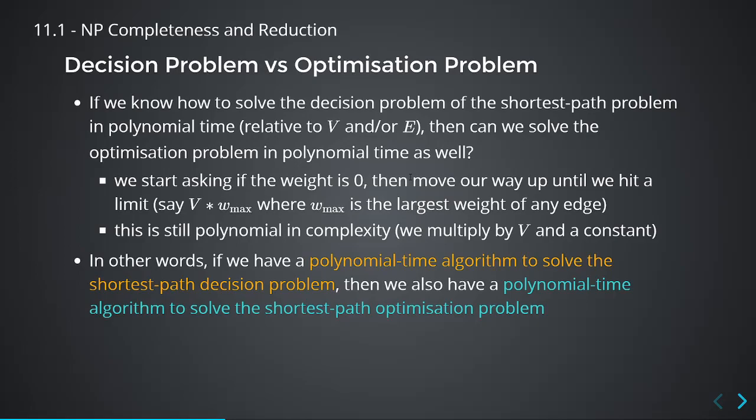So how many times do I have to do this? Well, the shortest path has at most phi minus 1 edges, right? So I have to ask this at most phi times w, where w is the largest weight in the graph. So it's constant time phi. That's how many times I have to do it. In other words, if I have a polynomial time algorithm to solve the shortest path decision problem, then I also have a polynomial time algorithm to solve the shortest path optimization problem.